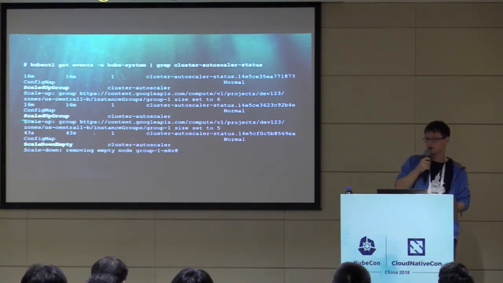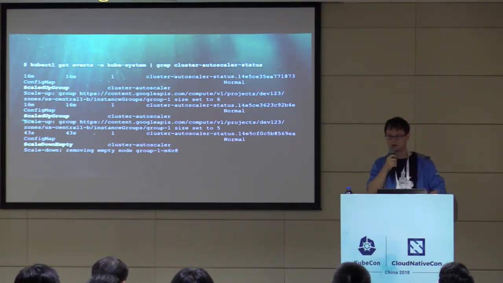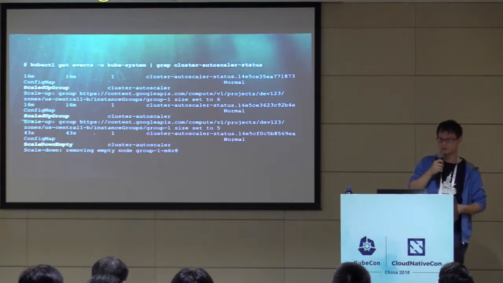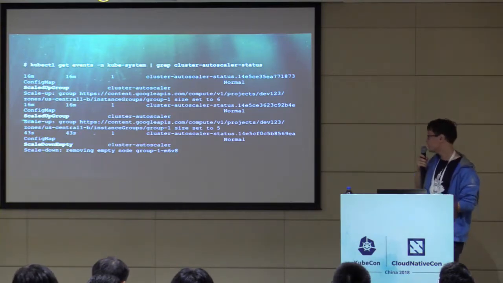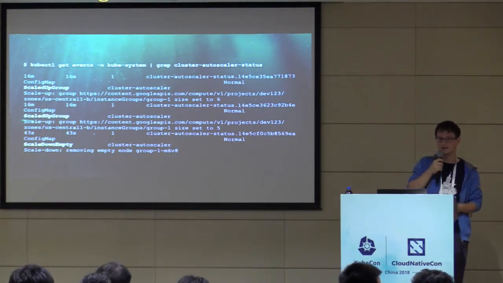Another thing is Kubernetes events. We write a lot of those. Whenever Cluster Autoscaler does a scale up, a scale down, basically any operation, there will be an event describing what just happened. So you can use those to trace the history of Cluster Autoscaler operations.